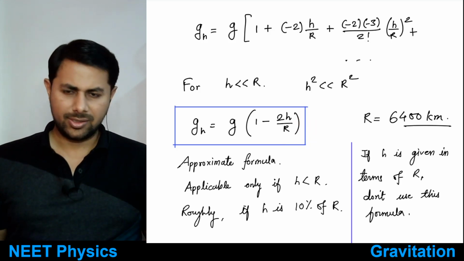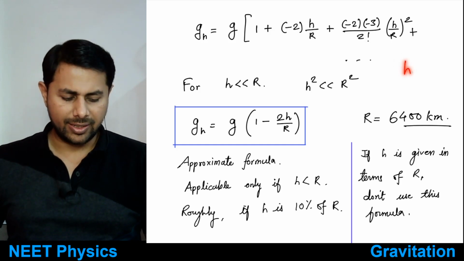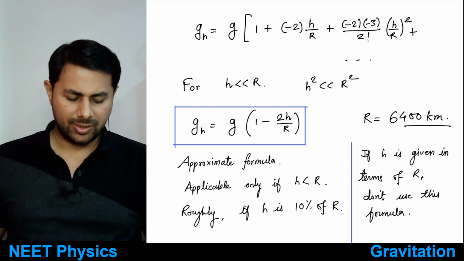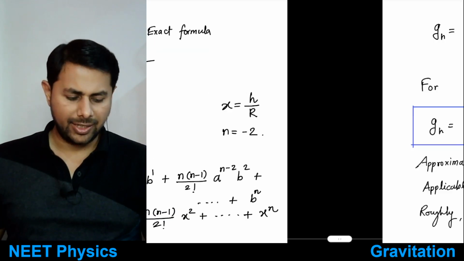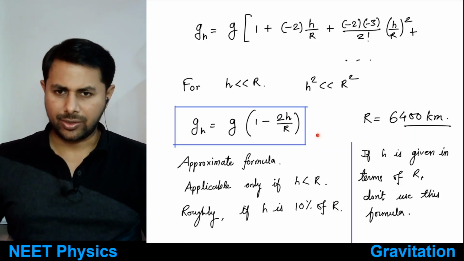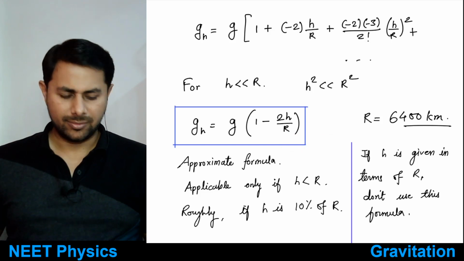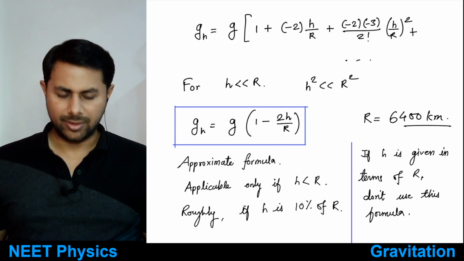Roughly, if h is given in terms of r, if they say h is equal to r by something, or 2r or 5r, then don't use this one, use this formula. And if h is given like 50 kilometers, 100 kilometers, or 200 kilometers, make use of this formula. Is this clear, everyone? Okay, good.